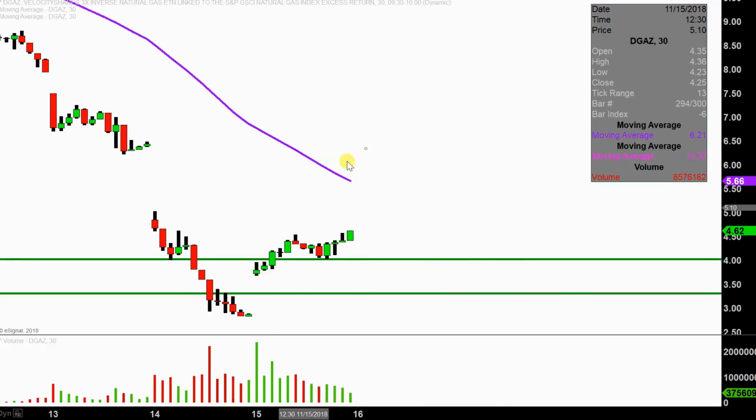From a resistance standpoint, keep an eye on that purple line going into tomorrow. It's creeping its way downwards, getting more and more relevant, so keep an eye on that. But overall, at least in my opinion, top priority by far right now is just going through healthy consolidations and building higher lows, because as long as there are higher lows, that's how those long-term uptrends are constructed.